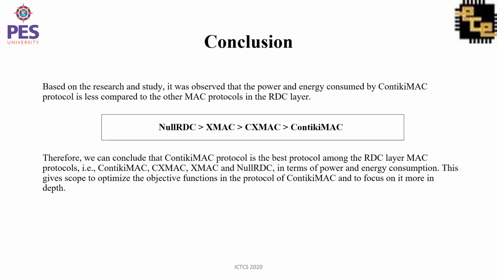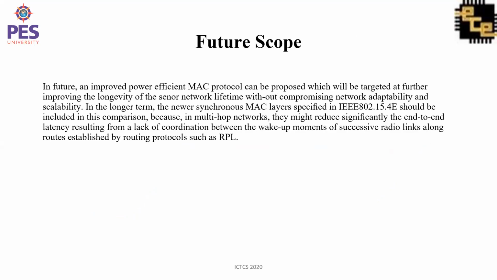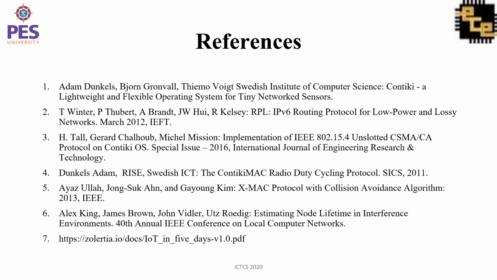So that's the conclusion. For the future scope, we have IEEE 802.15.4e, and these MAC layer protocols can be used for comparison in multi-hop networks, because they might significantly reduce the end-to-end latency resulting from the lack of coordination between the wake-up moments of successive radio links along the routes. Thank you, and these are some of the references. I'm done with the presentation and I'm open for questions.